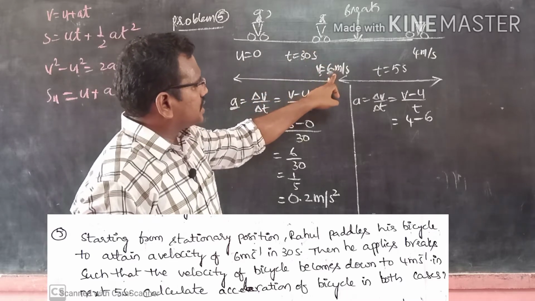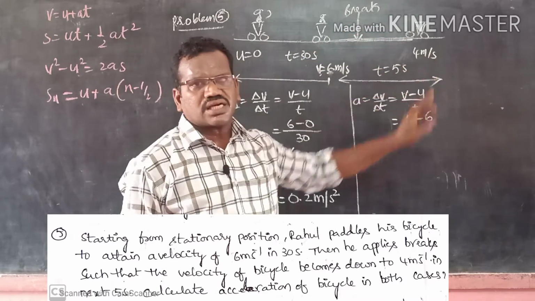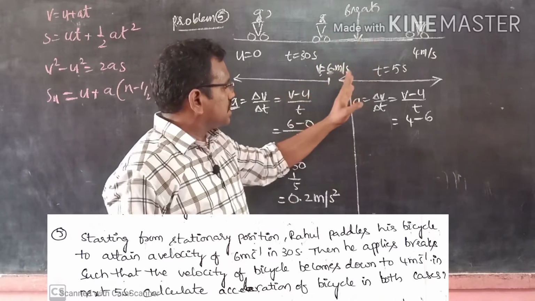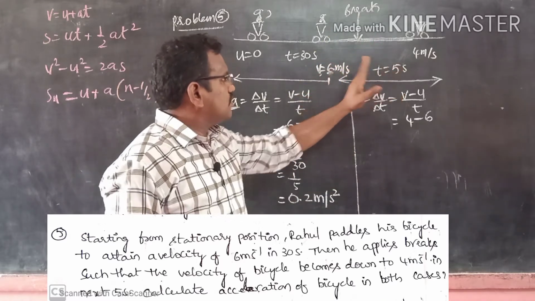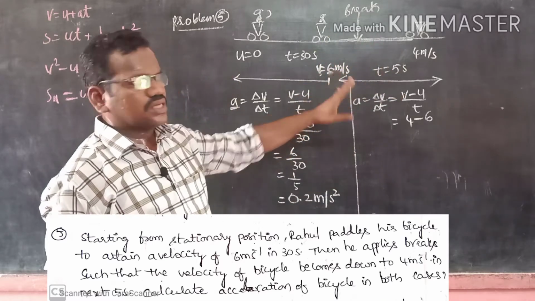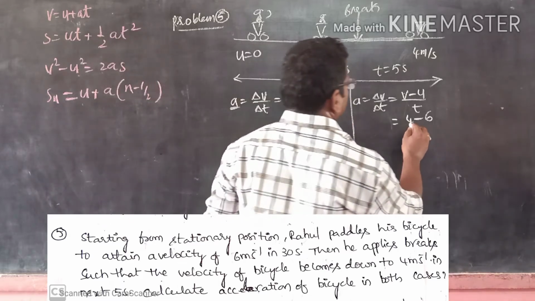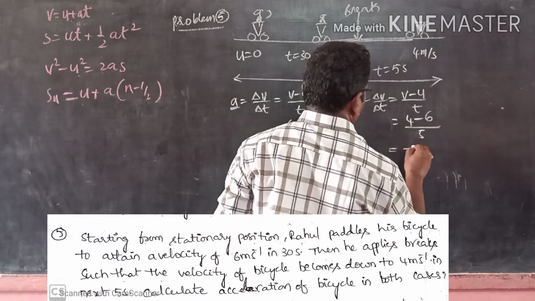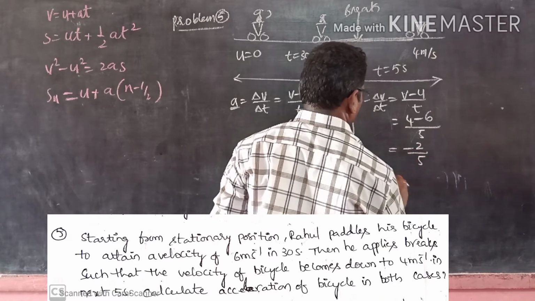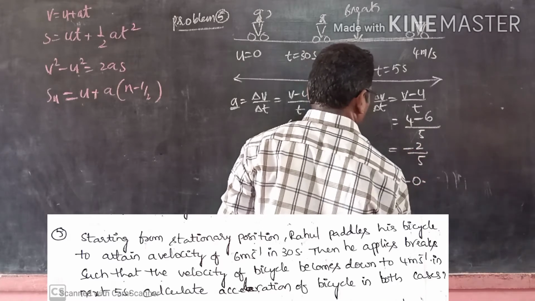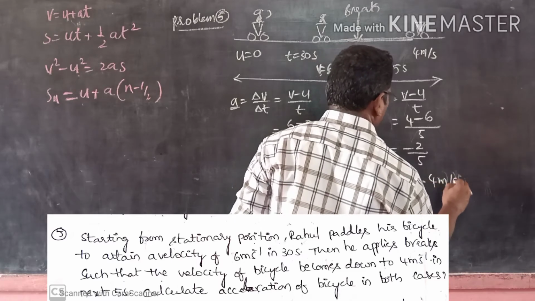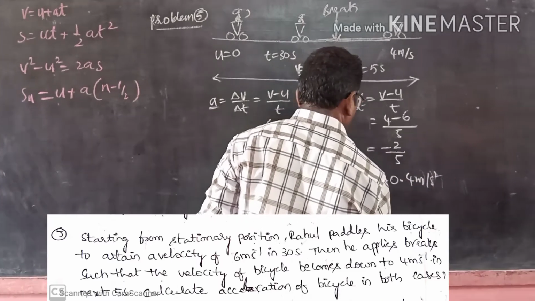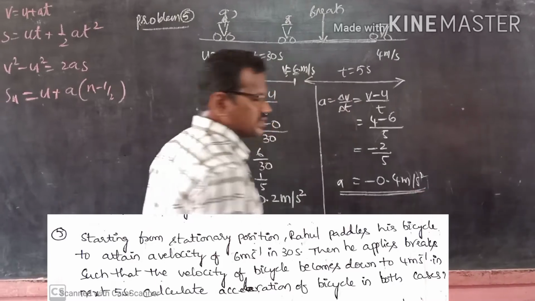Same 6 meter per second becomes the initial velocity in the second case. Why? Because in the second case, before the 5 seconds, the speed is 6 meter per second. So the final velocity is 4 minus 6 by 5. Now it becomes minus 2 by 5, minus 0.4 meter per second square.